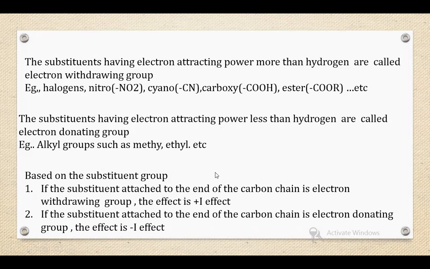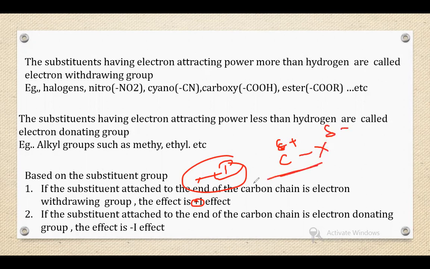Electron withdrawing, electron donating, it will be reversed. Electron withdrawing group is minus I effect. Electron withdrawing group is negative inductive effect because carbon will have a partial positive charge and the substituent group will have a partial negative charge. This is negative inductive effect, and an electron donating group will be a positive inductive effect.